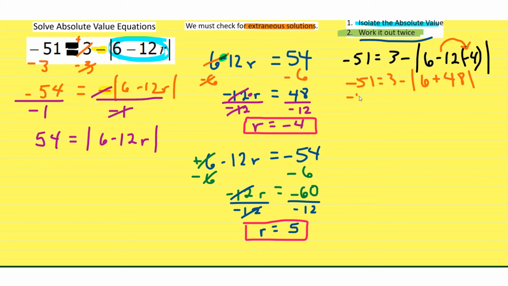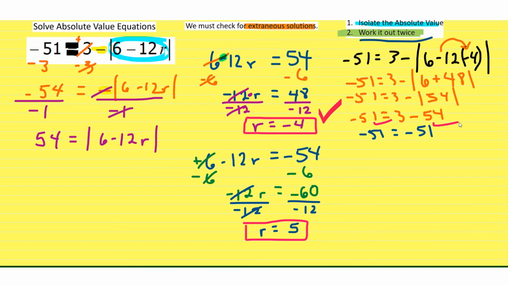And then at that point, negative 51 is equal to 3 minus, and 48 plus 6 is what? 54. And the absolute value of 54 is 54. And my final answer says negative 51 is equal to, and 3 minus 54 is indeed negative 51. So this is absolutely a good answer because negative 51 is equal to negative 51.